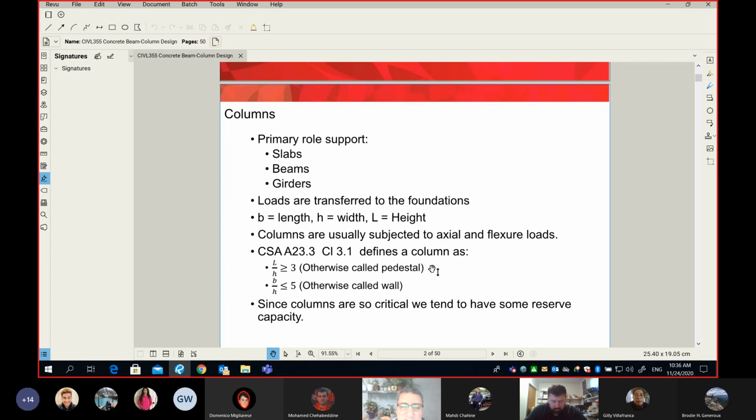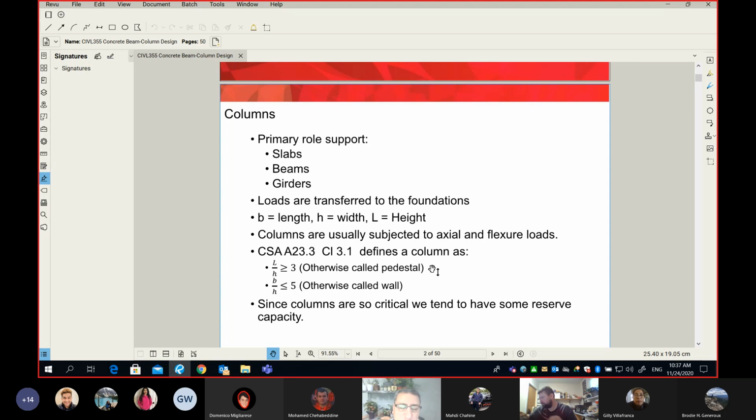Not everything standing vertically we call a column. Columns are vertical, but not every vertical element is called a column. Why is that? Because sometimes the section is very elongated, which means the ratio between the length of the column and the width of the column is more than 5. And if it's more than 5, we don't call it a column, we call it a wall. And in design, there is a difference between walls and columns.